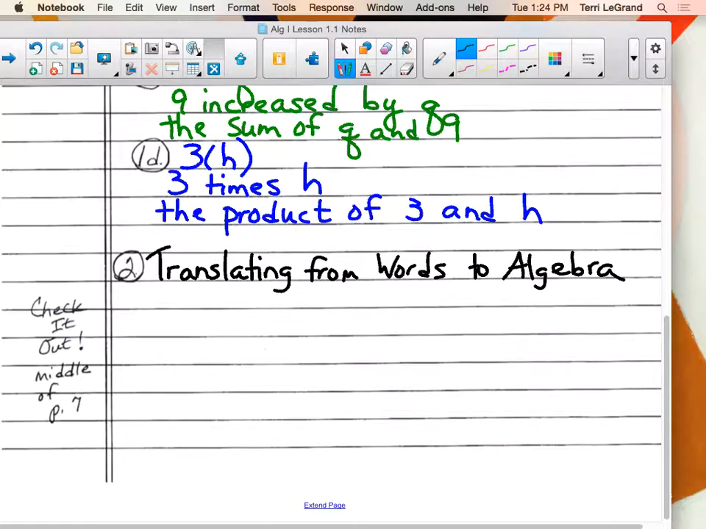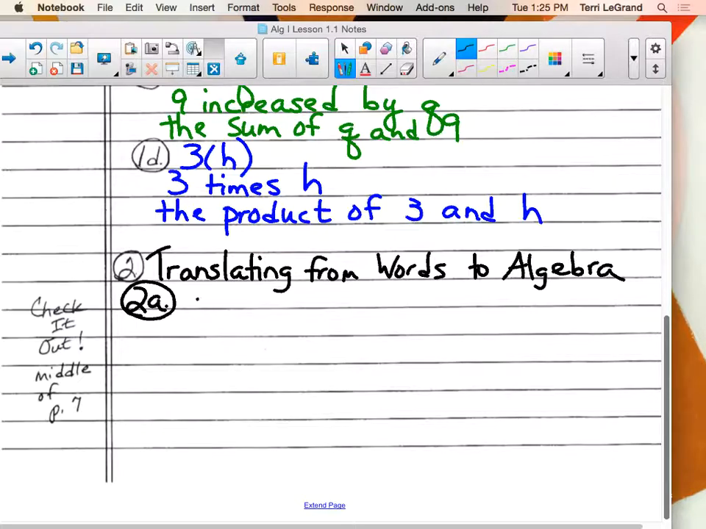Now we're going to be translating from words to algebra, and I'm going to let you study example 2 on your own. We're going to go directly to 2a, and do what they ask us to do there. We have Lou who is driving at 65 miles per hour, and we're going to write an expression for the number of miles that Lou drives in T hours.